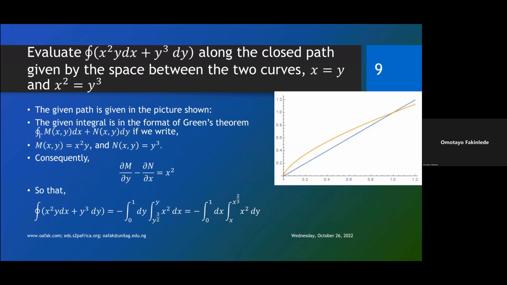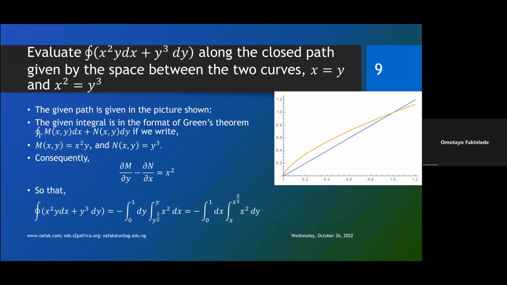Okay, so let us take an example. Evaluate the line integral x squared y dx plus y cubed dy along the closed path given by the space between the two curves. One curve is x equals y, the second curve is x squared equals y cubed. I have plotted the curve using Mathematica.